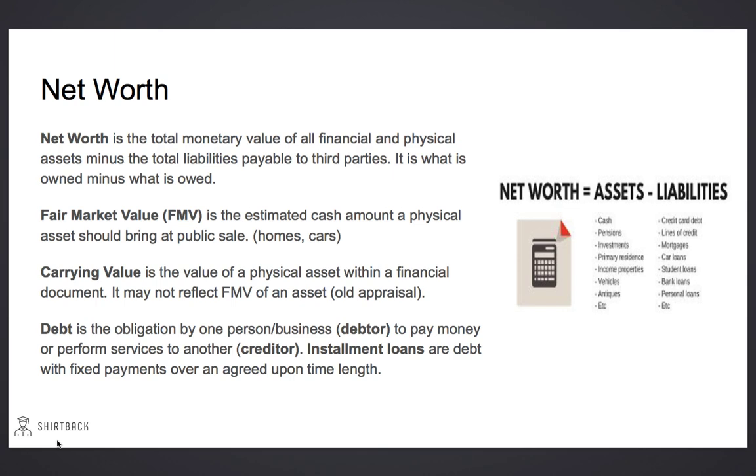Debt is the obligation of a person or business to pay money or perform services to another. The debtor pays the money, the creditor receives the money. Installment loans are debt that uses fixed payments over an agreed upon length of time.